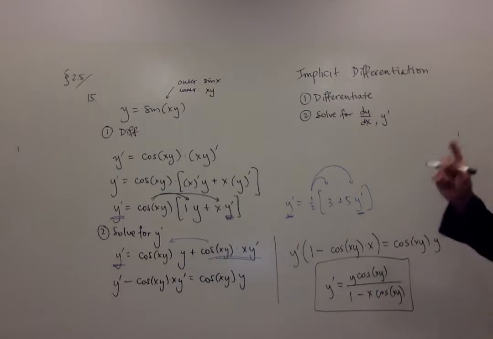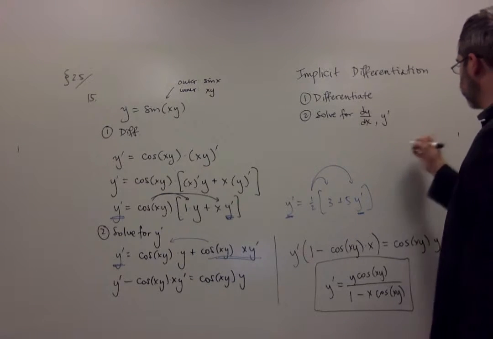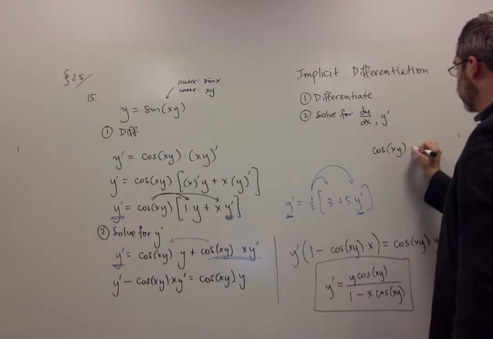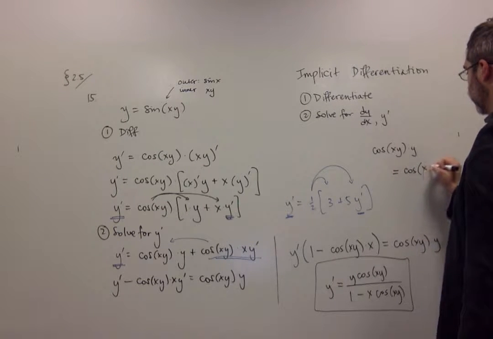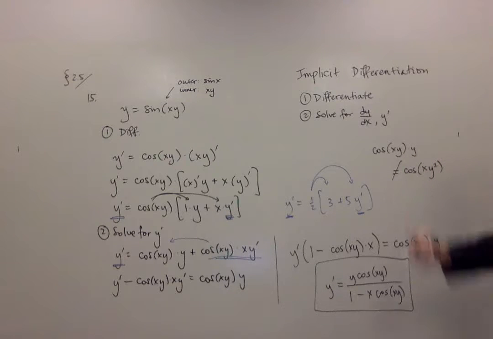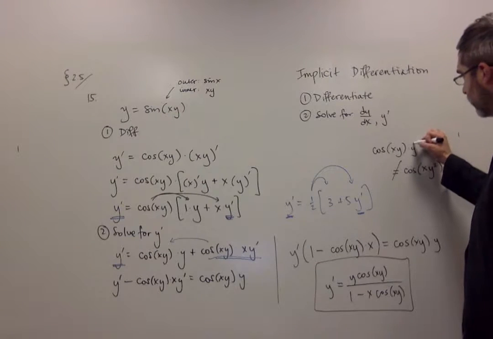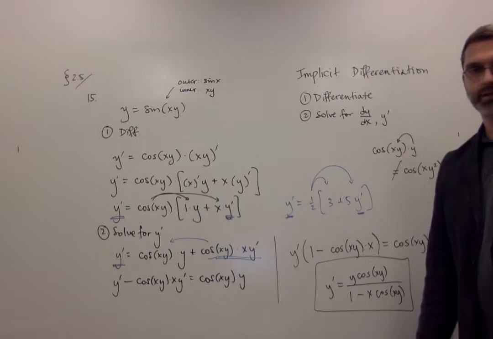One note I should definitely make here. Please, please, please don't do this. I sometimes see people do this. If I have cosine of xy times y, they'll write it as cosine of x times y squared. Those are not equal. No, no, no, no, no. Don't do that. You can't suck numbers into cosine. Okay? It doesn't work that way.